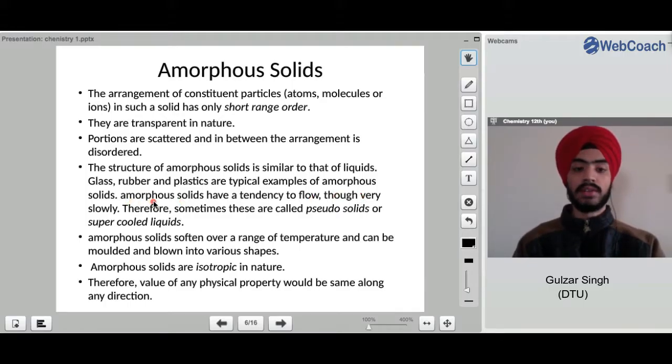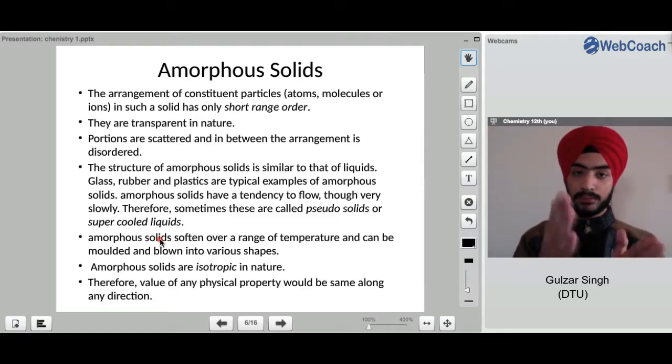Amorphous solids have a tendency to flow. That is, they can flow but very slowly. Therefore, sometimes these are called pseudo-solids or supercooled liquids. Amorphous solids soften over a range of temperature and can be molded and blown into various shapes. Since amorphous solids are transparent, the glass we use in our homes is also an amorphous solid.